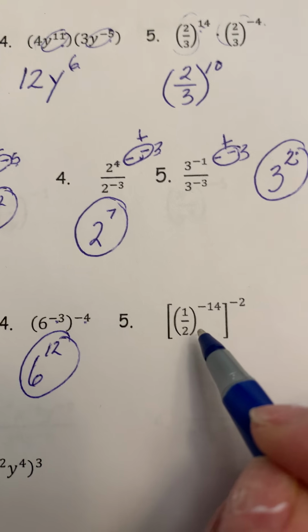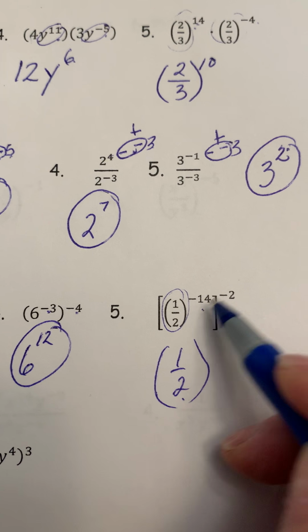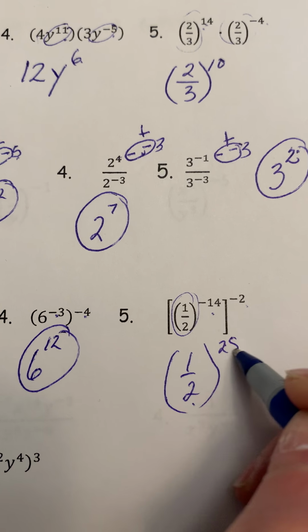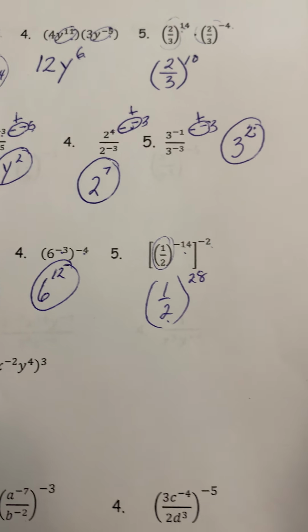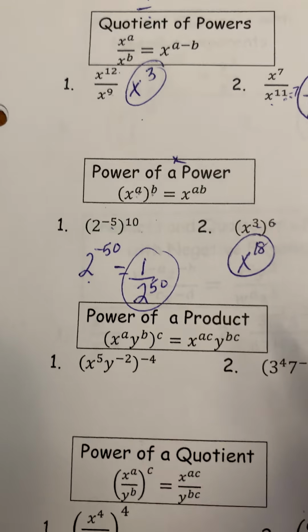Now this one looks ugly, but don't let it get to you. Here's the base. Rewrite it and put it in brackets. A negative 14 times a negative 2 is a positive 28. We're not solving these. We're just working on our exponent laws. Okay, we're going to try and get through two more here.